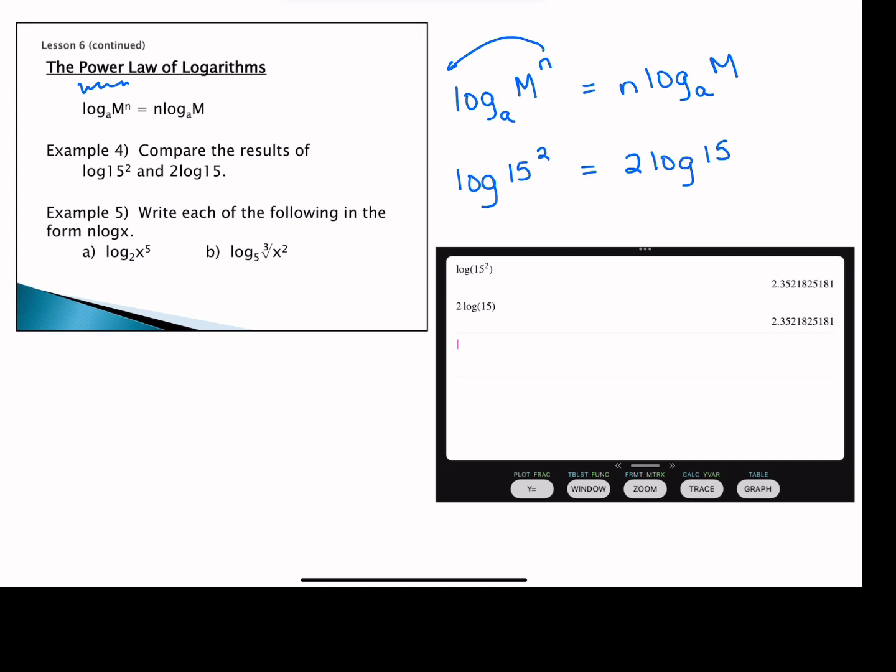What you see is exactly what we anticipated. If you type in the log of 15 squared, so you keep that argument squared and you house those things in the brackets, you'll get the same value. So it's about 2.35. You'll get the same value if you type in 2 times the log of 15. So again, power rule means you can put something in a power position, or you can bring that power out front if it was part of the argument and make it a coefficient instead.